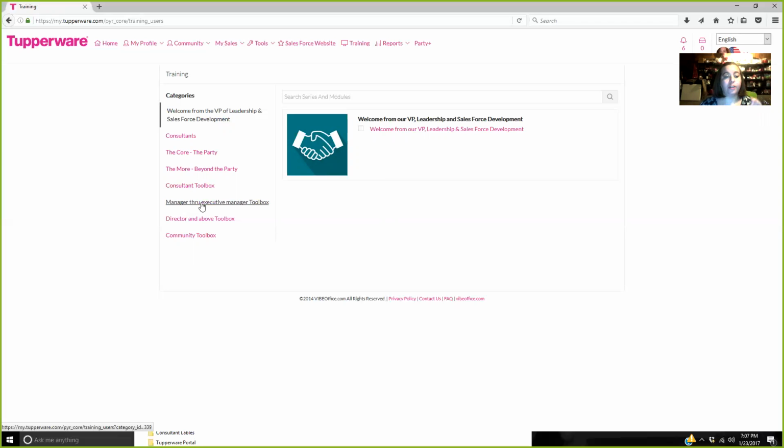The managers through executive manager toolbox. So these are going to be flyers that are specifically designed for those in that leadership role. Flyers for directors and above toolbox, and then a community toolbox that's good for everyone. So those toolboxes are all about the flyers that coordinate with videos and things that you can use to enhance your training and your learning.